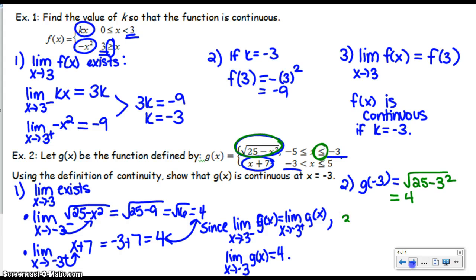And so the third condition of continuity is to show that the limit as x approaches negative 3 of g of x is equal to the function value. And they are both 4, so they are equal. Therefore, the function g of x is continuous at x equals negative 3.